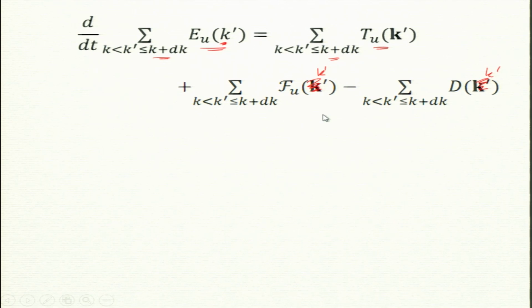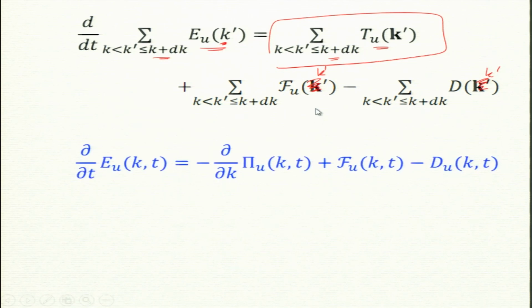Now, T_uk is connected to flux. This is for the two spheres, the sphere of radius k plus dk and the sphere of radius k. This quantity is the difference between the two spheres. I can sum T_uk over the bigger sphere and subtract the smaller sphere, and I get the quantity in the box. Now take the dk going to 0 limit. Let us write this one. What is this quantity?